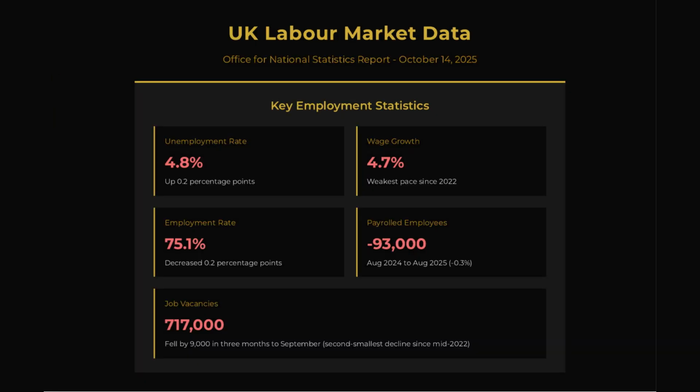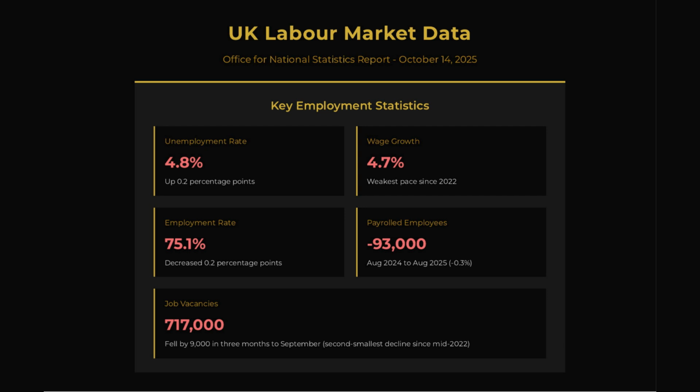On October 14th, the Office for National Statistics released concerning UK labor market data. The unemployment rate rose to 4.8%, up 0.2 percentage points, while wage growth slowed to 4.7%, marking the weakest pace since 2022. The employment rate decreased to 75.1%, and payrolled employees fell by 93,000 between August 2024 and August 2025.